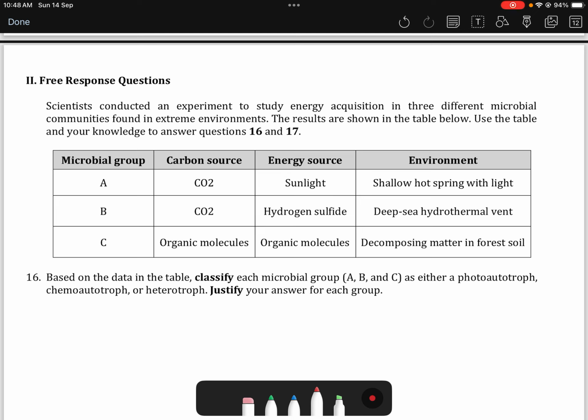We will move now to what we say as the long free response questions. So in the free response questions, scientists conducted an experiment to study energy acquisition in 3 different microbial communities found in the extreme environments. Normally bacteria stays in the extreme environments. Okay, remember, either bacteria or archaea. The results are shown in the table below.